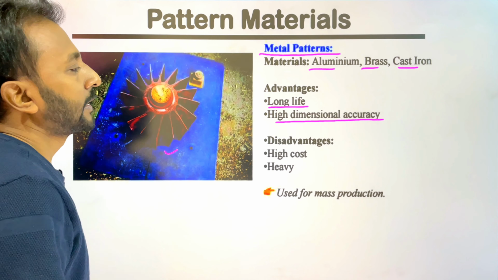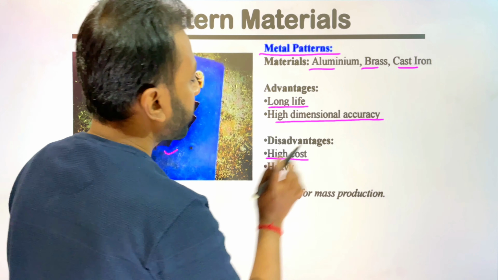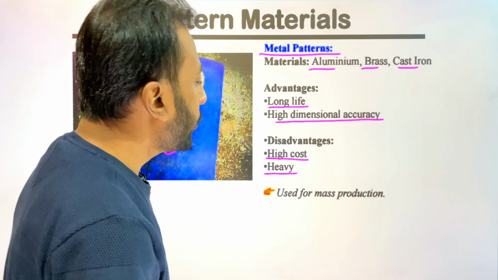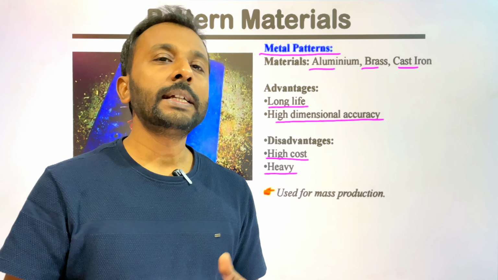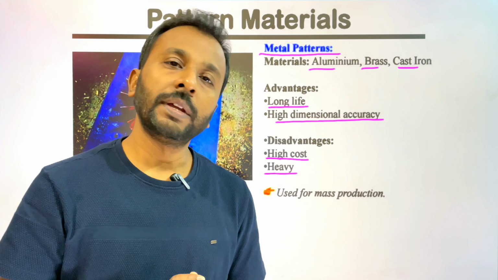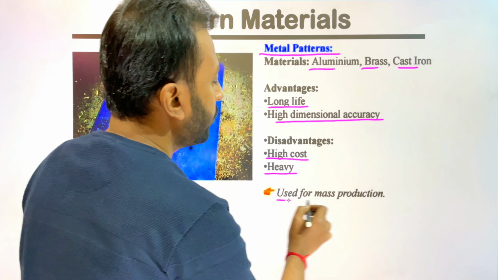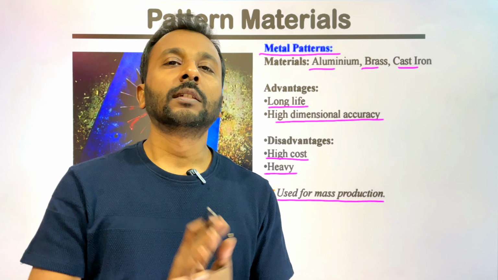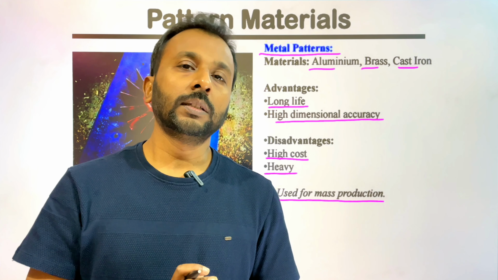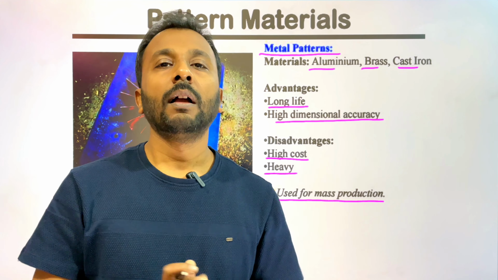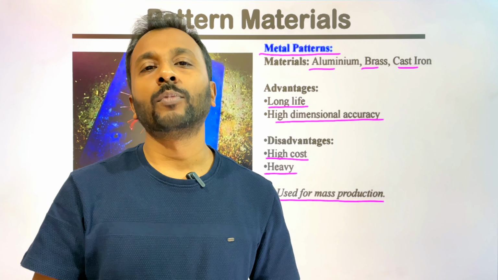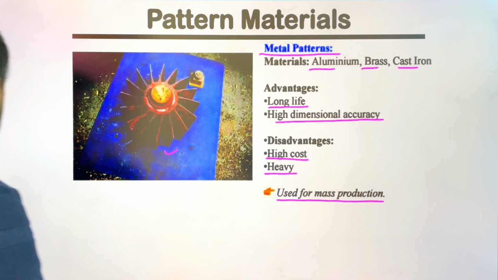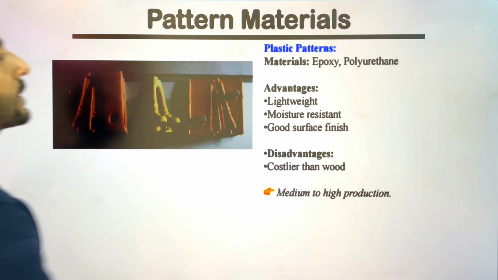But it has some disadvantages. Firstly, it is high cost. Also it is heavy, and it is also very difficult to create any shape of metallic pattern. It is used in mass production. If we are creating mass volume or mass production of such a shape in the molding process, then we will use metallic pattern.